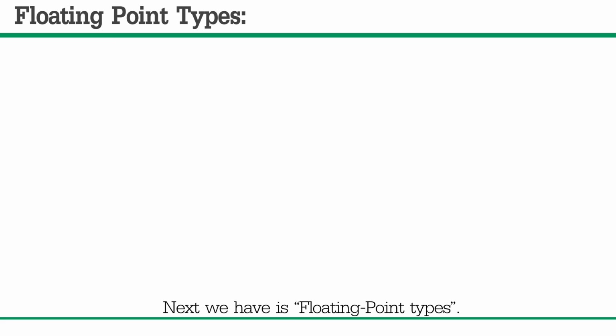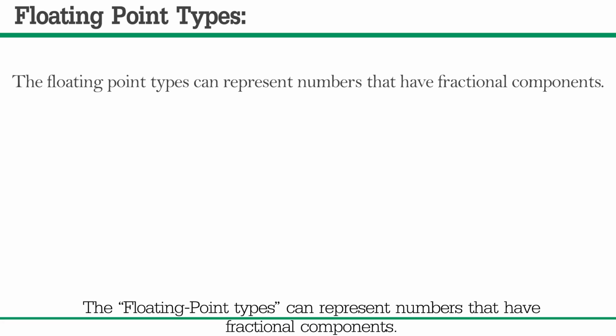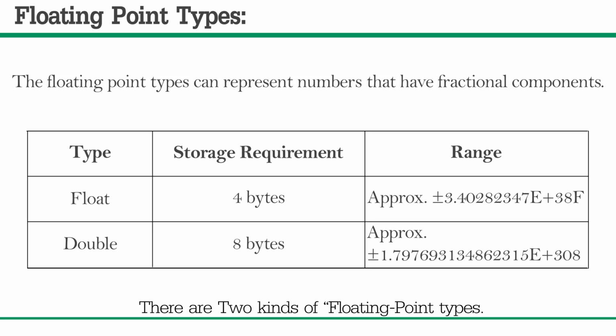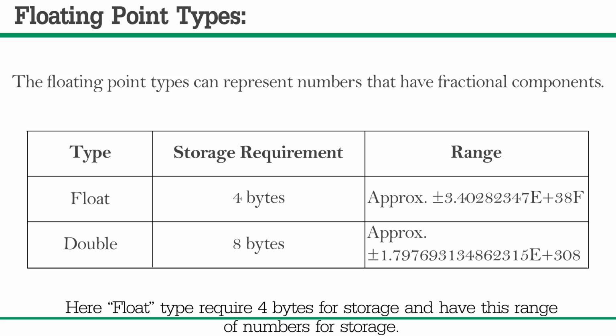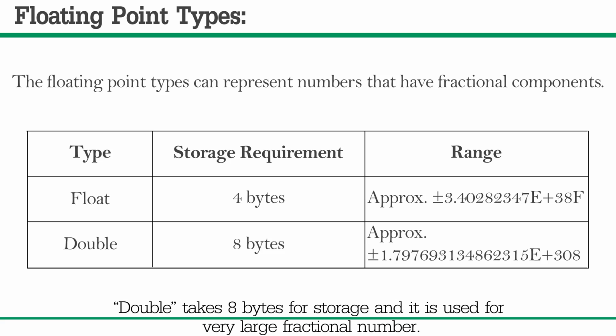Next we have floating point types. So what are floating point types? The floating point types can represent numbers that have fractional components. There are two kinds of floating point types. The one is float, and the other one is double. Here float type requires 4 bytes for storage and has this range of numbers for storage. Double takes 8 bytes for storage and it is used for very large fractional numbers.